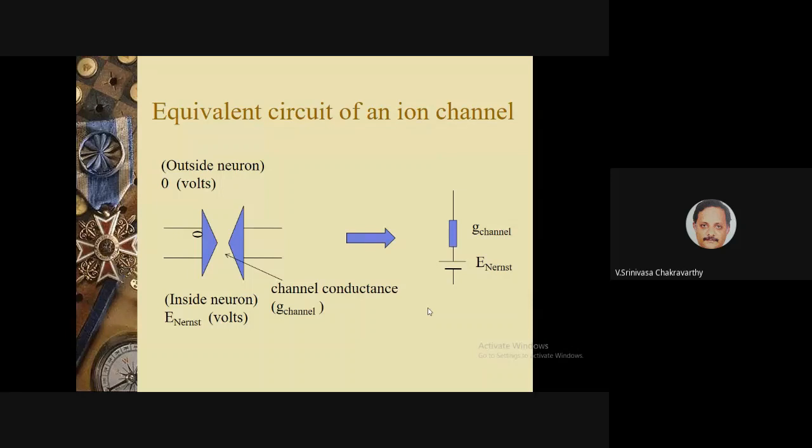Right, and so it's called the Nernst potential. So the battery value is denoted by E Nernst, and then the conductance which is in series with it is called G or G channel.